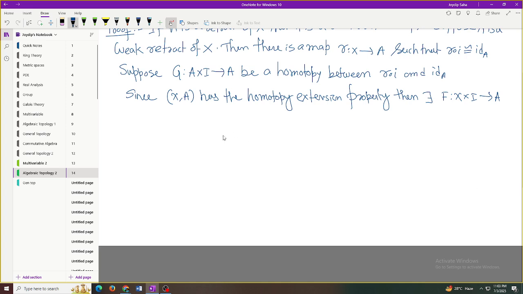I just write the diagram. A cross 0 sitting inside A cross I sitting inside X cross 0 sitting inside X cross I. Now with respect to A, so sitting inside, so there exists. Now I should write what was my diagram.